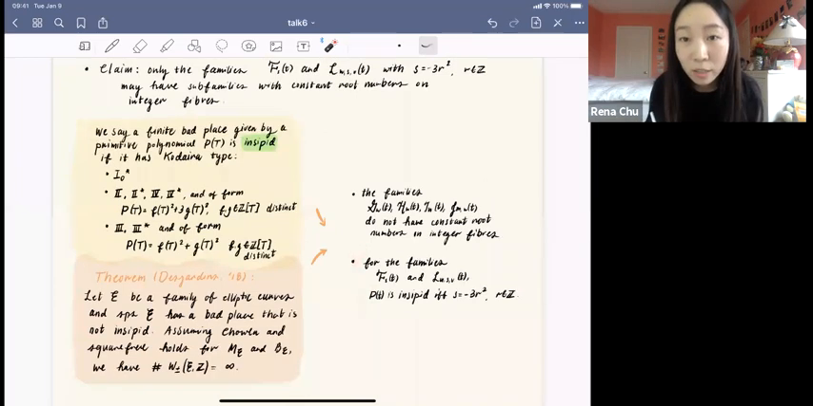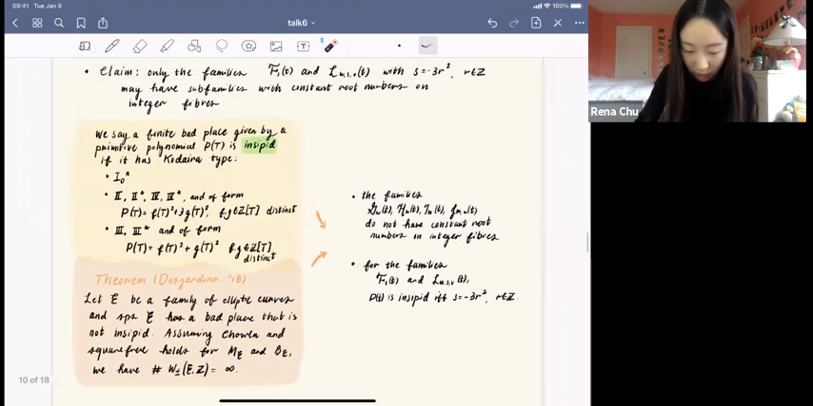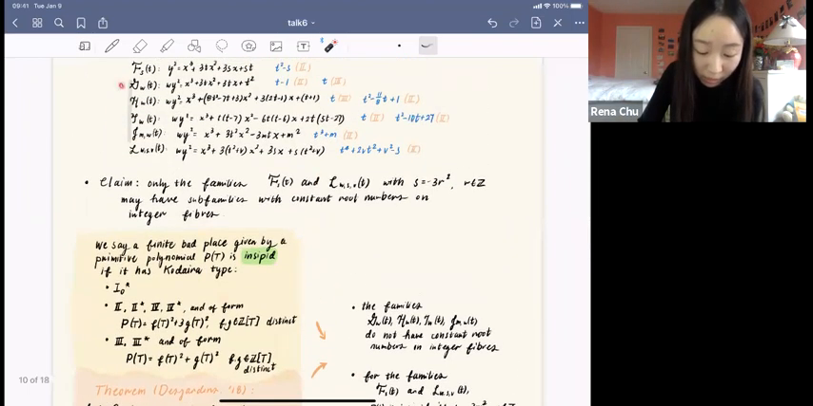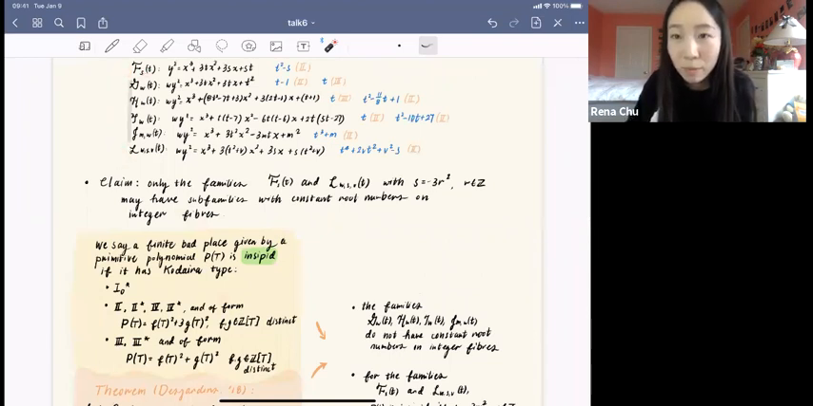That doesn't necessarily tell us that the root number is constant on integer fibers. It just tells us that we cannot apply this theorem, and hence there's a chance that we can find a subfamily with constant root numbers on integer fibers. So essentially what we did here is to eliminate these four families. Now we're left with the families F and L. And next up, I'm gonna talk about the family F.